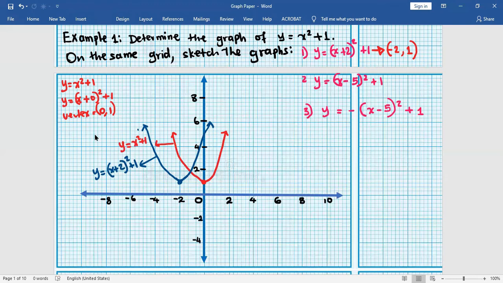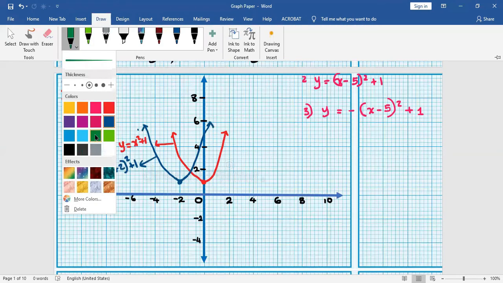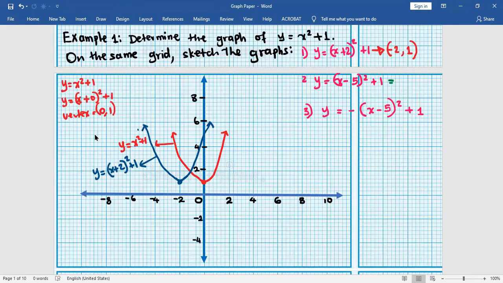Okay, so let's try the second part. We have y is equal to (x minus 5) squared plus 1. So this means that the vertex is, remember, if it is minus, we write it as plus. So that is (5, 1). Don't forget to check the coefficient of x. Here we have no minus, that's why it is upward opening. So 5 is around here between 4 and 6, and 1 is around here.